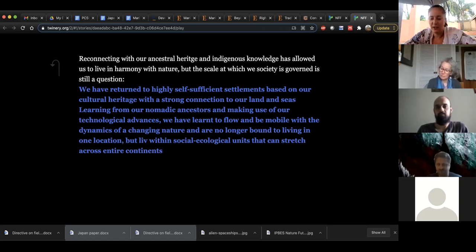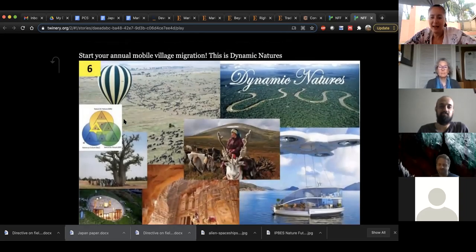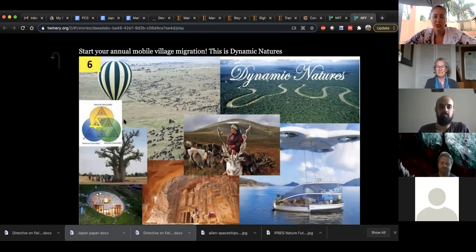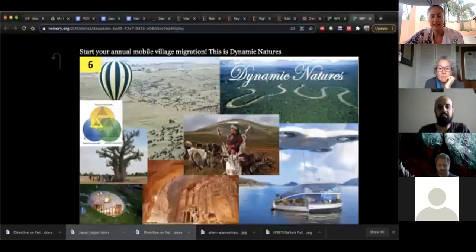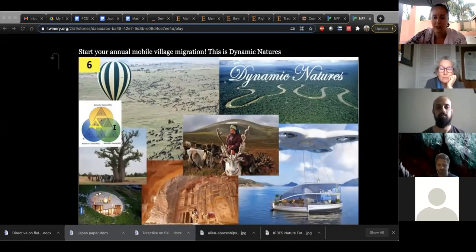Okay, I feel like the nomads are kind of winning. So we go there and you land up in dynamic natures. Yay! You can start your annual mobile village migration. So this is the image that we put together for that. And because this is the one that you guys chose, we'll land that up first. We can also move our way back through the tree.